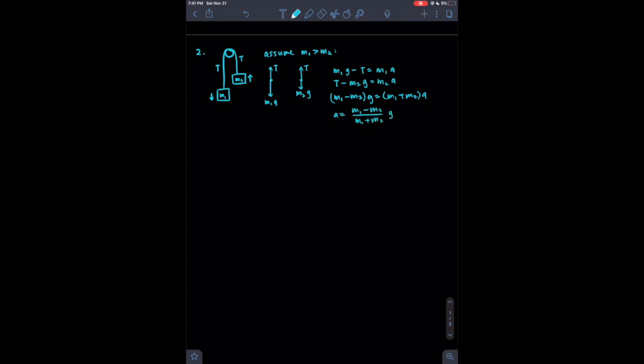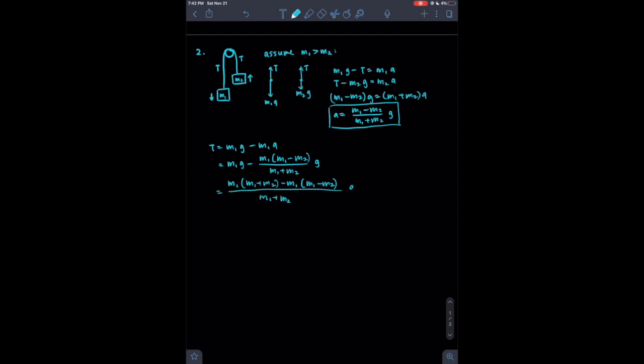By plugging this back into the first equation, we can get T equals m1g minus m1a. That gives m1g minus m1 times (m1 minus m2) over (m1 plus m2) times g, which is equal to, we're going to put it under a common denominator, and then we can cancel out the m1s. So T is equal to 2 m1 m2 over (m1 plus m2) times g.